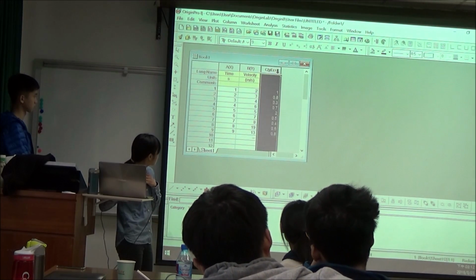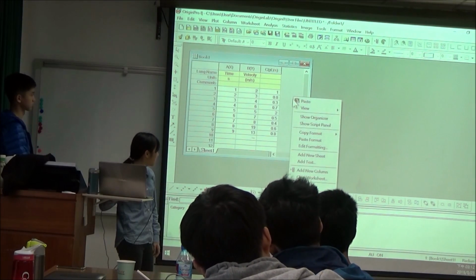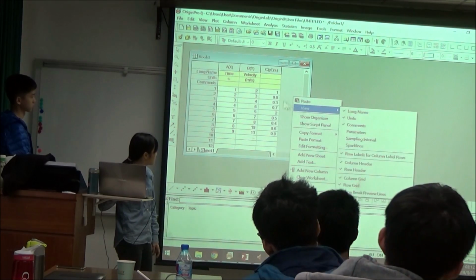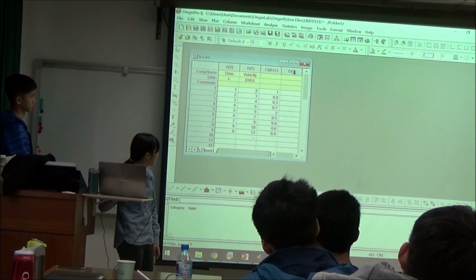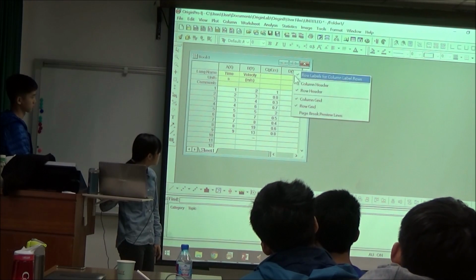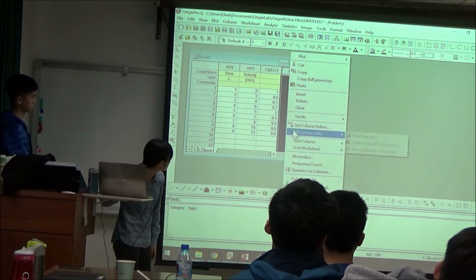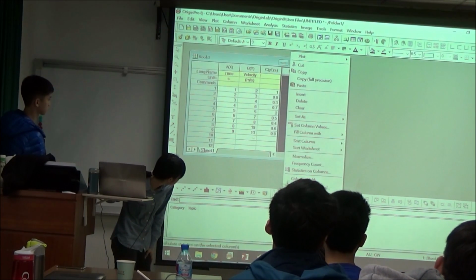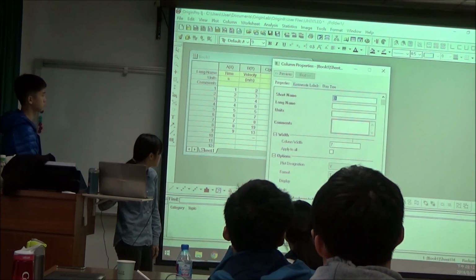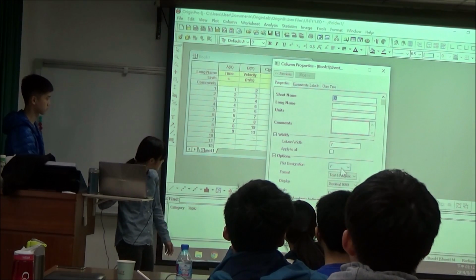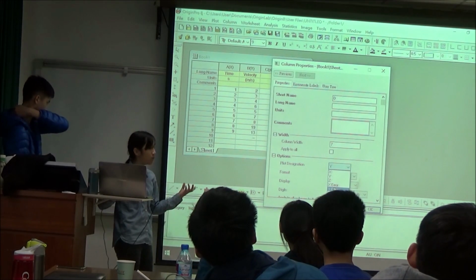And about this, we need to add the error bar for this graph. So how to add the error bar? You just need to press here and add new column. Then you will have the new column. And for the new column, we have to choose its property. Where is the property? Then here's a lot of things that you can choose. And for plot designation, you can choose error here. So if you choose the error, you will have your error bar on your graph.